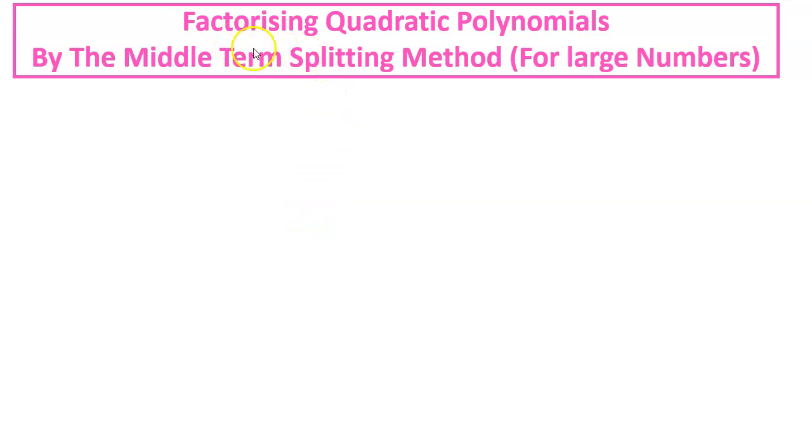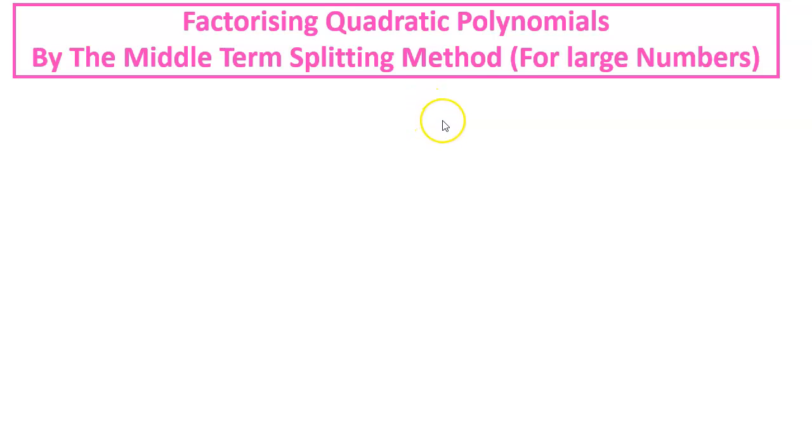Our today's topic is factorizing quadratic polynomials by the middle term splitting method for large numbers. Now I have seen many students who know how to factorize quadratic expressions or quadratic polynomials using the middle term splitting method. But they get stuck when the coefficient of x squared or the constant term or both of them are large numbers. They don't know what to do, because searching for the proper pair takes too long. You get stuck because it is really a time-consuming process.